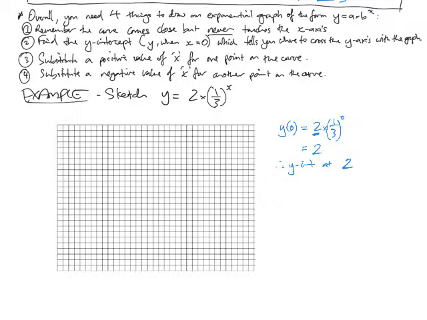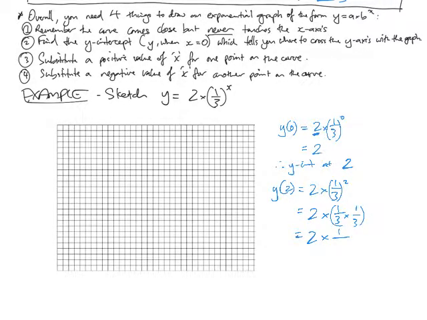I'm going to substitute some values now. So substitute a positive value. Let's try when x is equal to 2. So it's going to be 2 times by a third to the power of 2. Now you need to remember your index rules. 2 times by 1/3 squared means 1/3 times by 1/3. 2 times by 1 times by 1 is 1.